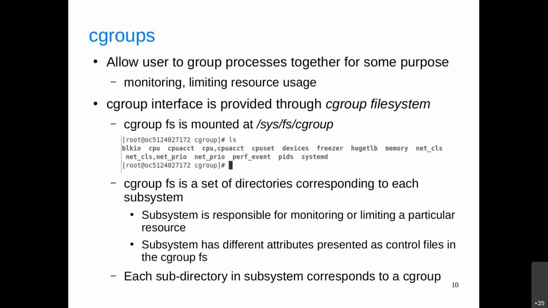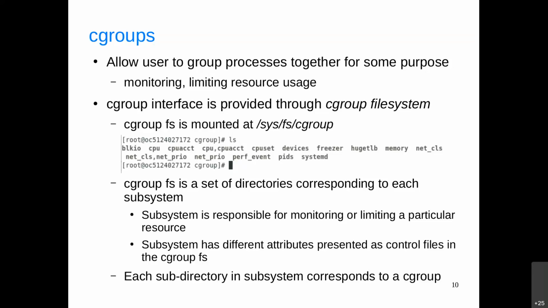So as I mentioned, cgroup is a Linux kernel feature that allows the user to group a set of processes together for some specific purpose. It could be for monitoring the resource usage or to limit the resource usage. And the Linux kernel exposes this mechanism through a pseudo file system called the cgroup file system at the user level. The cgroup file system is mounted at sysfs cgroup. It's generally mounted at this location, but that's not a hard and fast rule.